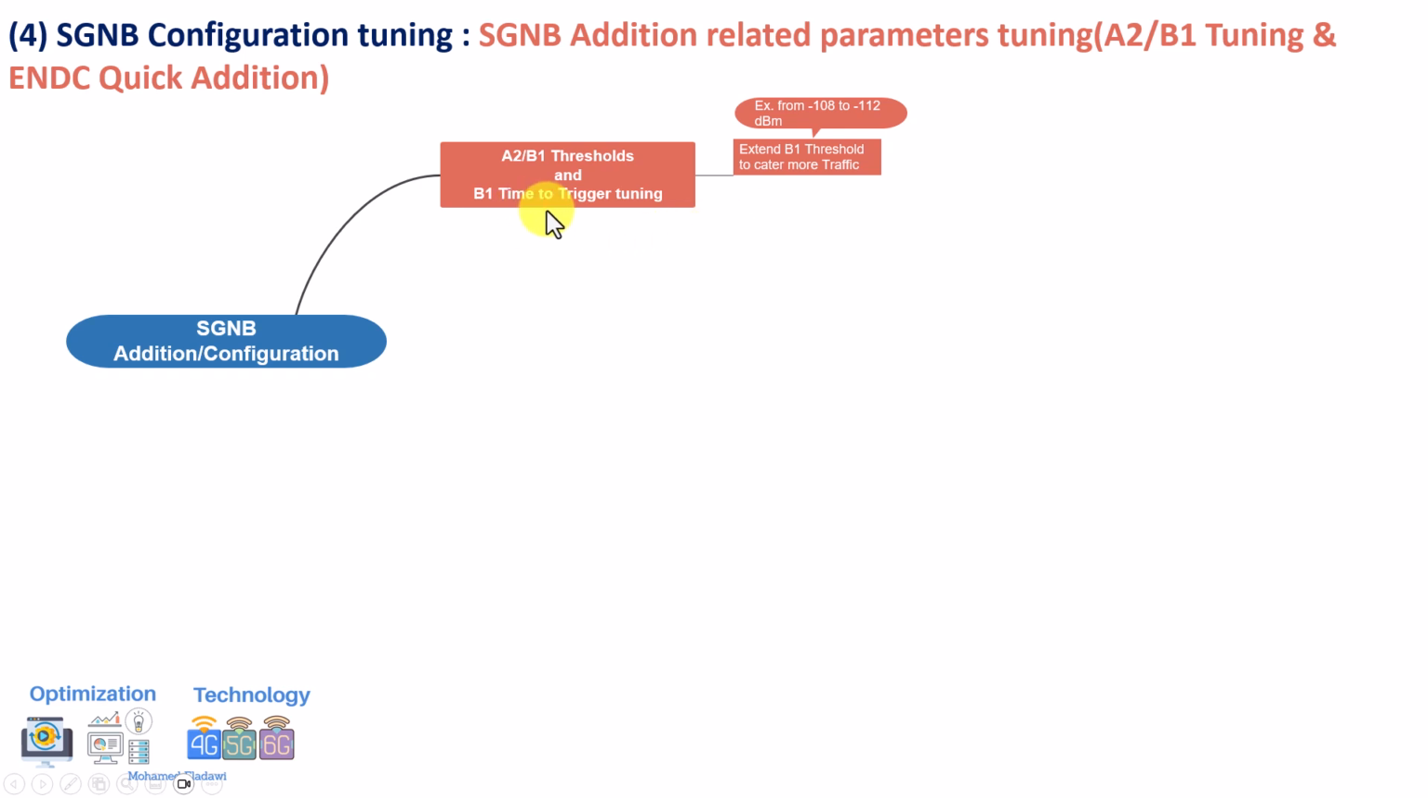And if you also tune the time to trigger, you can have a quick addition. For example, let's assume 320 milliseconds reduced to 16 milliseconds. This makes a quick addition, and it will indirectly reflect in the penetration, but not that much. In general, extending the B1 threshold can have a very big impact on the traffic.